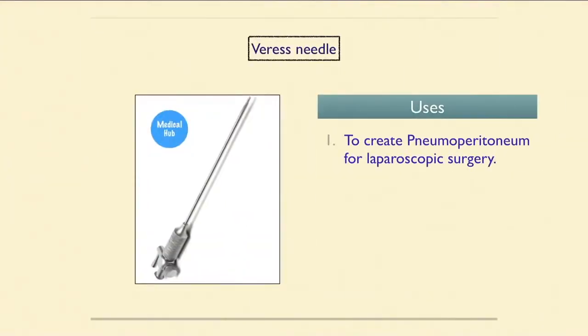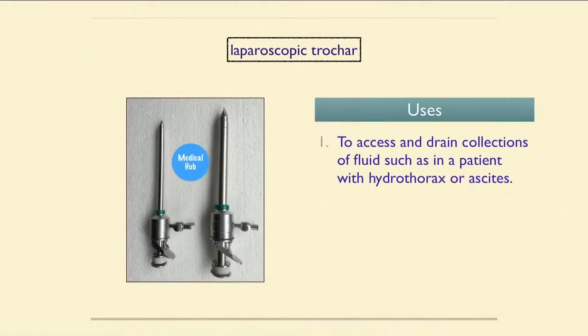Next is Veress needle. So it is used to create pneumoperitoneum for laparoscopic surgery. Next is laparoscopic trocar. So it is used to access and drain collections of fluid such as in a patient with hydrothorax or ascites.